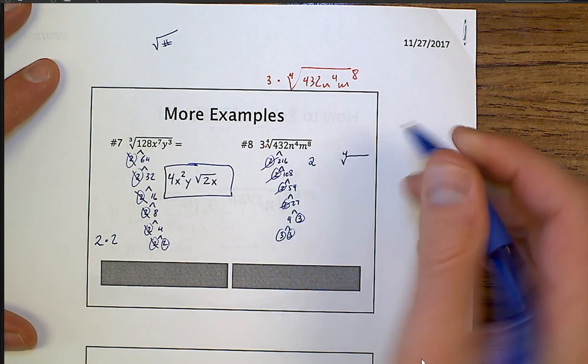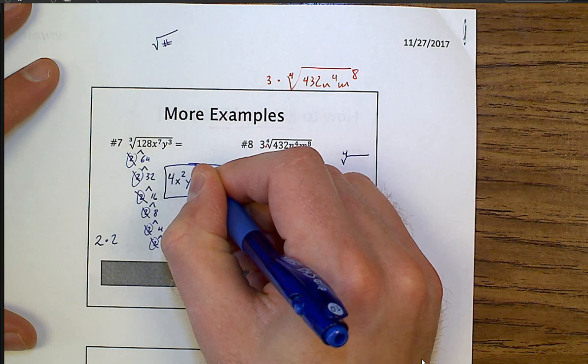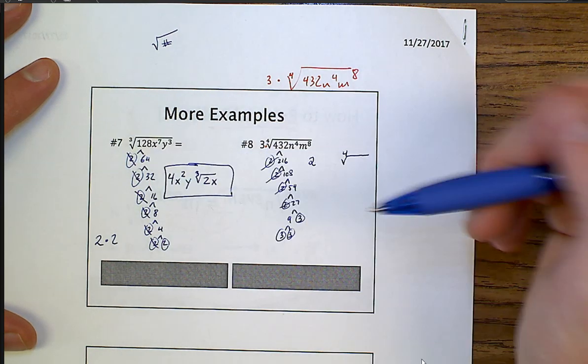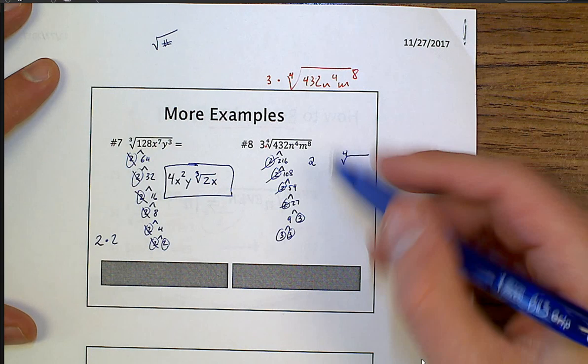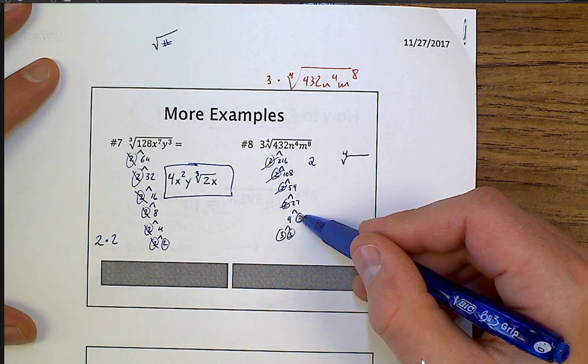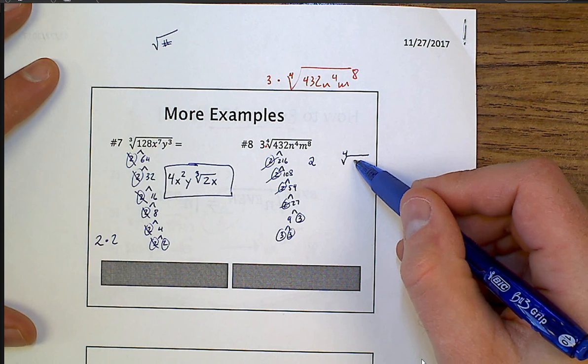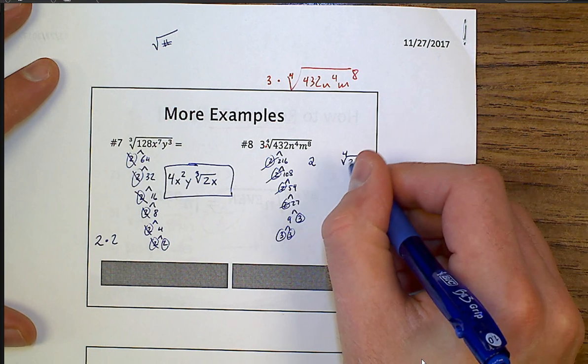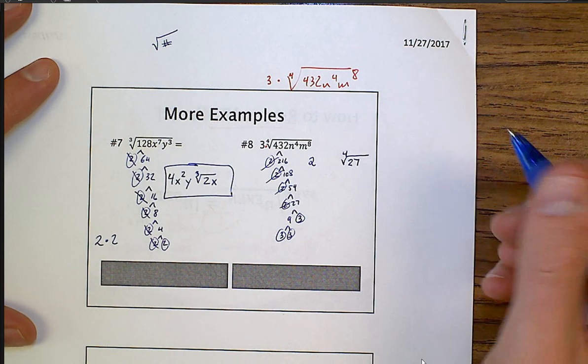Sorry, I just looked at my answer here. There needs to be a 3 there because if this is a cube root, my answer's got to be cube root. Sorry, I forgot about that. So because there's not 4 of these 3's, these have to go back in here. So remember, this is all multiplication. So 3 times 3 times 3 is 27. Goes back underneath.